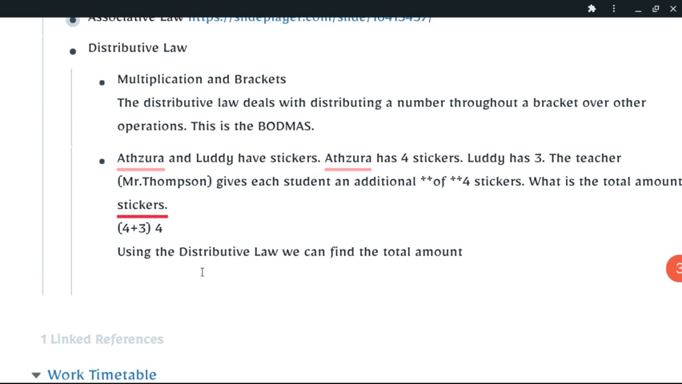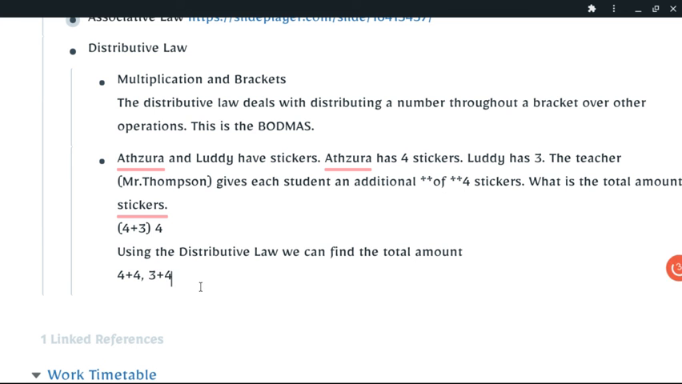Right. So how would you have normally done it? You would have said 4. So Athzura got an additional 4, so it would have been 4 plus 4, correct? Yes, sir. And Ludi was 3 and he got an additional 4. So it would have been 3 plus 4, right?